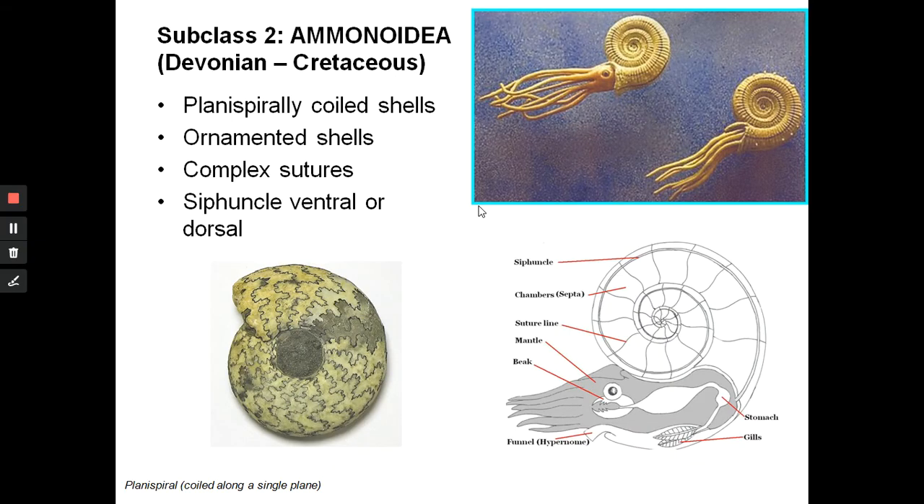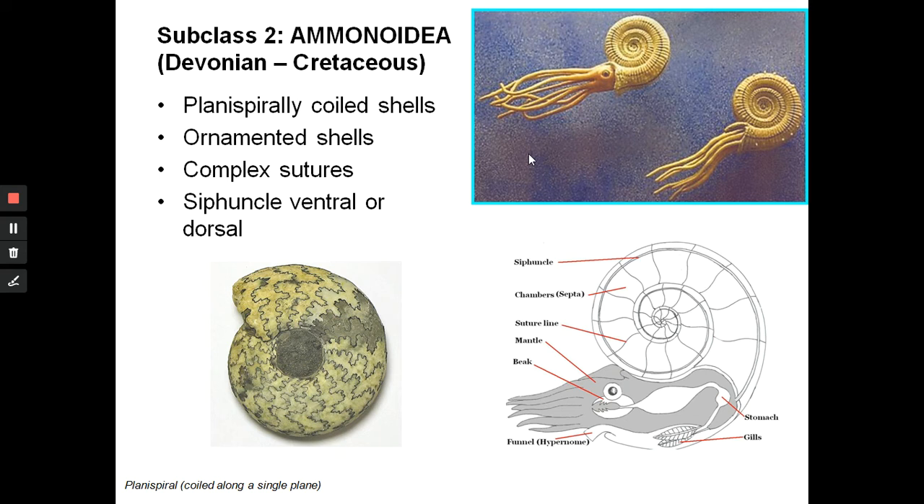Okay, so second subclass Ammonoidea, which is a younger lineage. They appeared during the Devonian and became extinct with the dinosaurs during the Cretaceous. You know them from popular media as the ammonites. That's one group of ammonoids.